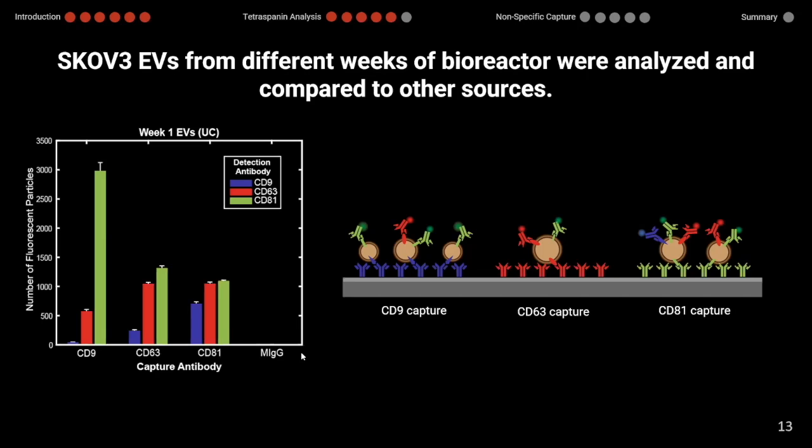Like if CD9, CD63, CD81 have different affinity, and if this difference in affinity can actually result in a heterogeneity that you see on the detection. Yeah, that's a really great point.